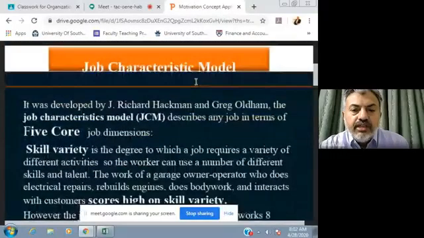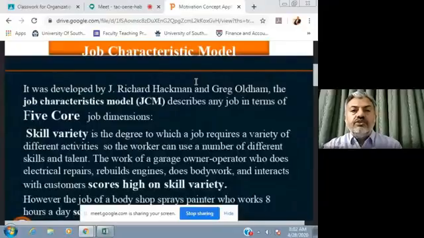Job characteristic model. So our main focus today would be on the job characteristic model. What are the 5 core characteristics you need to understand, and you need to focus on those, because we are going to be elaborating each and every one of those characteristics as we move forward. The job characteristics model, JCM, was developed by Hackman and Oldham, and it describes any job in terms of 5 core dimensions.